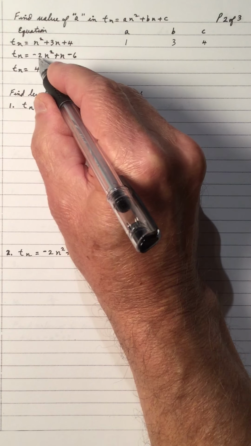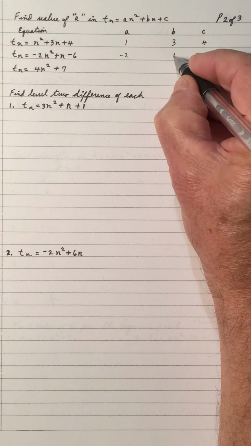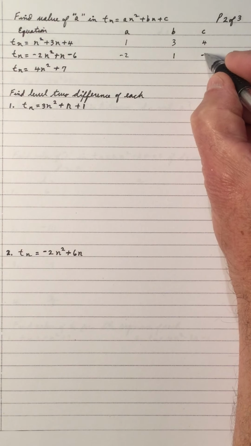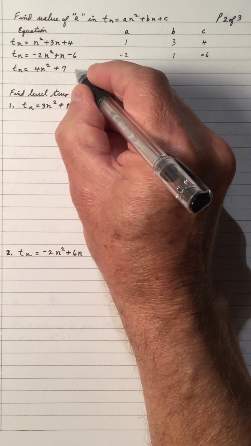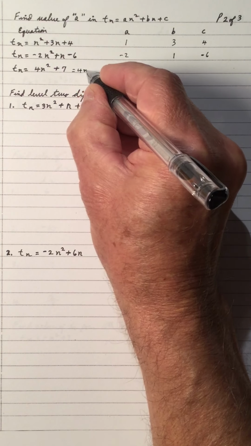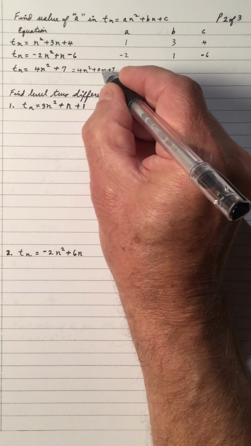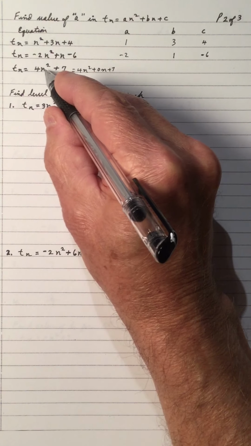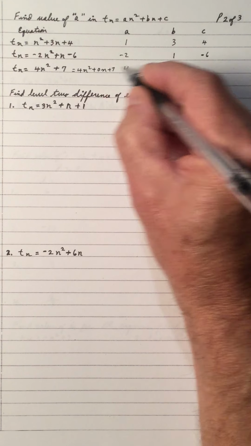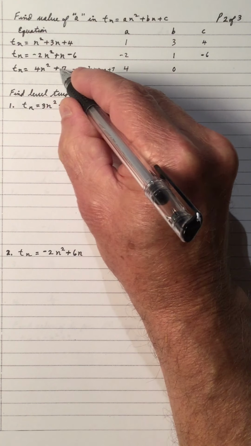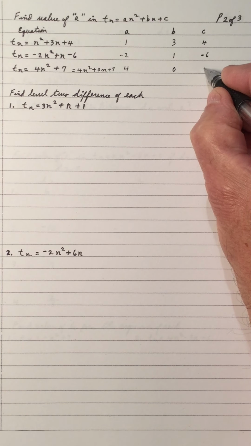And again, Tn, a is negative 2, b is 1, c is negative 6. And this one can be written as 4n squared plus 0n plus 7. Notice the n is missing. So the a is with the square term, so a is 4, and b is 0. If you just look at this, you notice that the n is missing, so b is 0, and the c is plus 7, or 7.